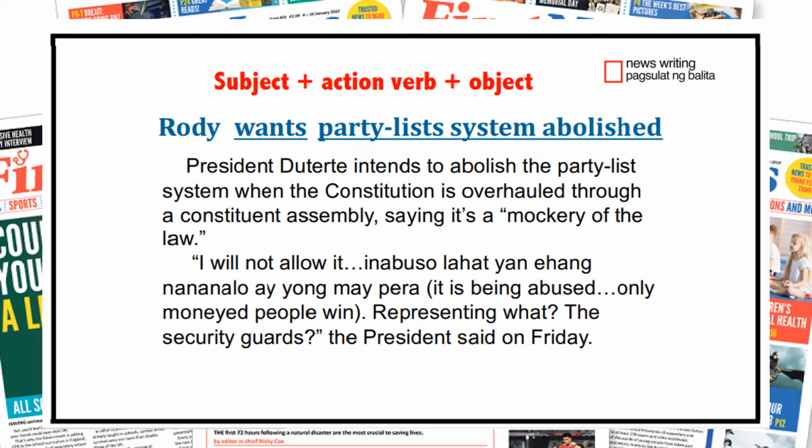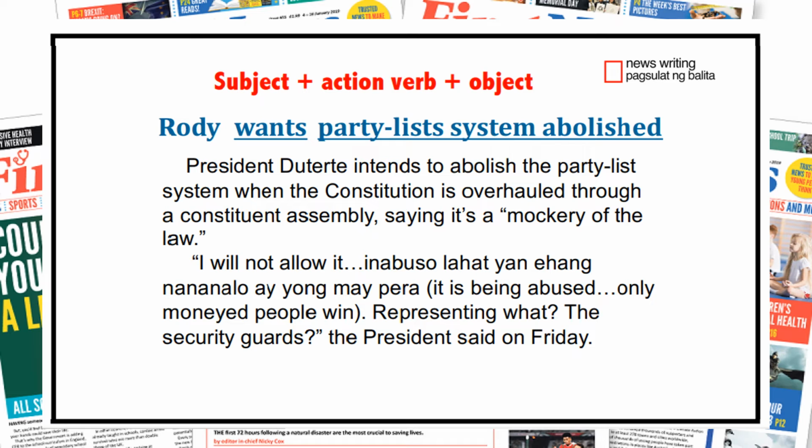Example, Rodi wants party list system abolished. So, by the way, you get your headline, your title from your lead. You get it from here. So President Duterte here is changed to Rodi. So you use the shorter words. You get who, what, so what. So subject, who is our subject? Who are we talking about? We are talking about Duterte. So from Duterte, Rodi. Or you can also have PRD, President Rodrigo, PRRD, Roa Duterte.